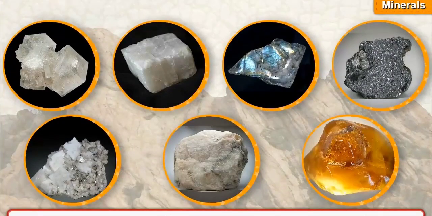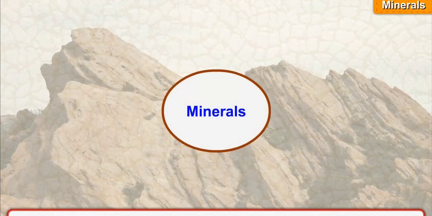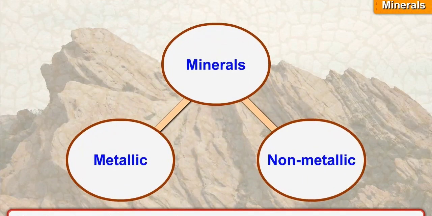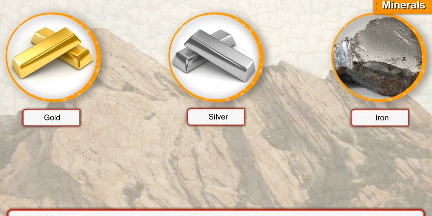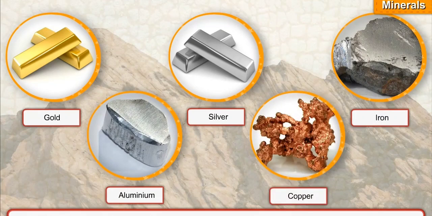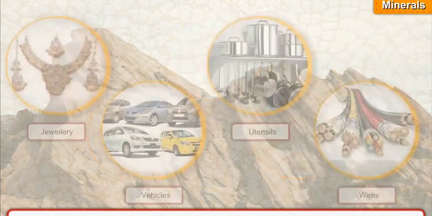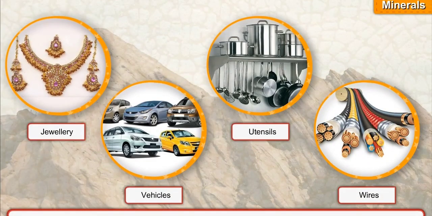Minerals. All rocks are made up of minerals. Minerals are chemical substances that occur naturally on the earth. Minerals can be metallic or non-metallic. Gold, silver, iron, aluminium, and copper are some metallic minerals. Metallic minerals are used for making jewelry, vehicles, utensils, wires, etc.